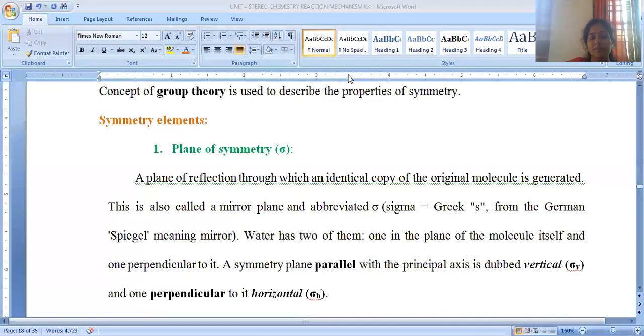Chiral in the sense, one minute, let them join. 66 roll number.